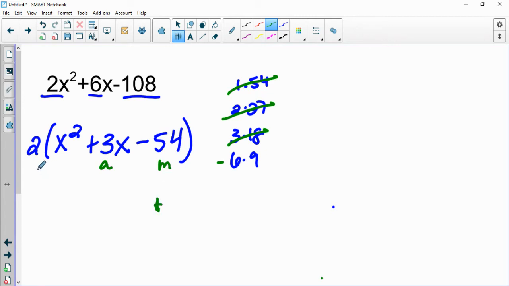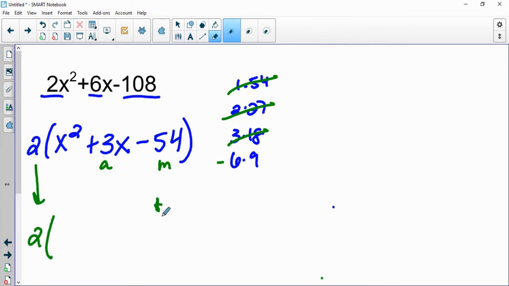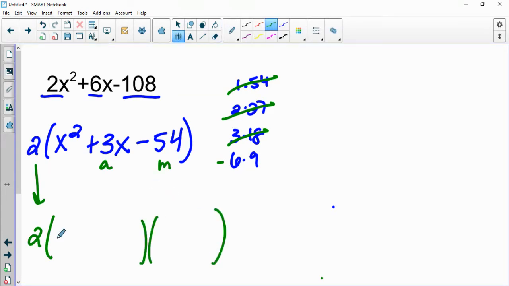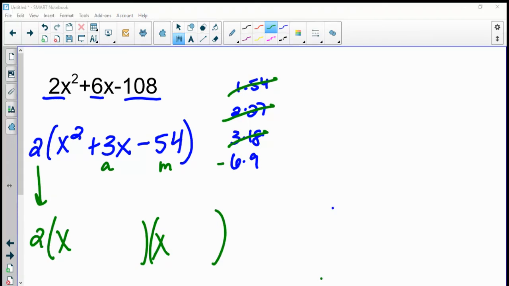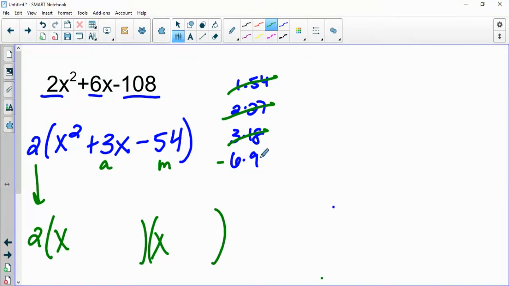So we're going to bring down this 2. Okay. And then we're going to make our two sets of parentheses, x in each one. The numbers we're picking, we have a negative 6 and a positive 9. So in one of your parentheses, put a minus 6. And the other one, put a plus 9. There you go.